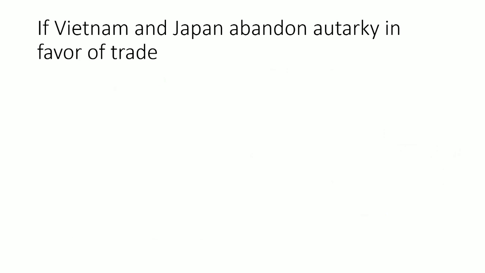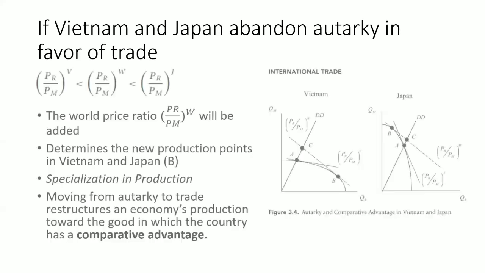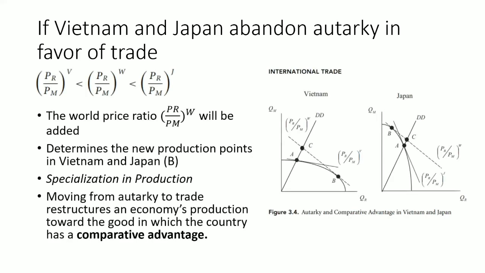Same as before, we're going to use Vietnam and Japan as the examples of this material. And for the main topic, we're going to discuss what happens if Vietnam and Japan abandon autarky in favor of trade. If we're talking about international trade, there will be a world price or world market that exists inside international trade. So here in our curve, we have added our world price ratio in the Vietnam and Japan curves.